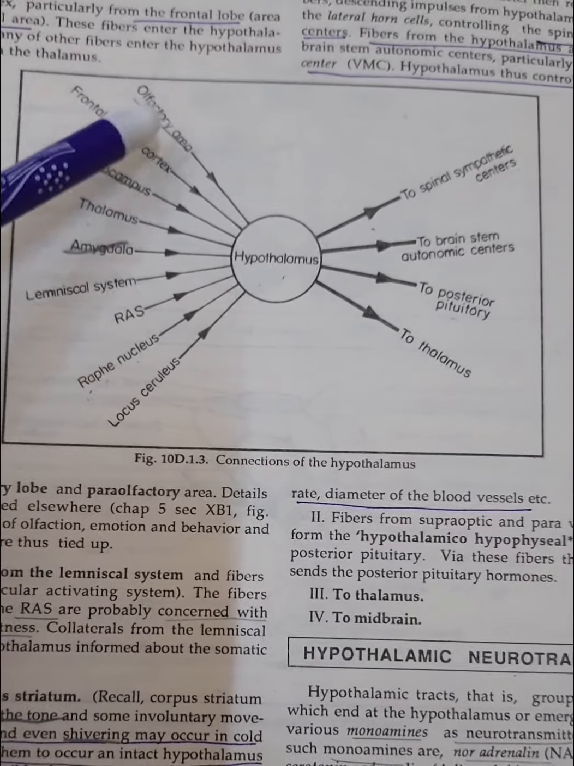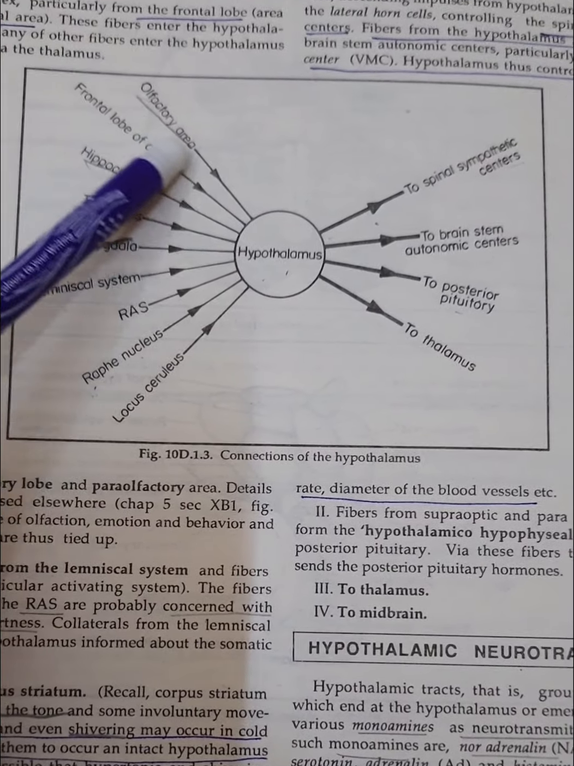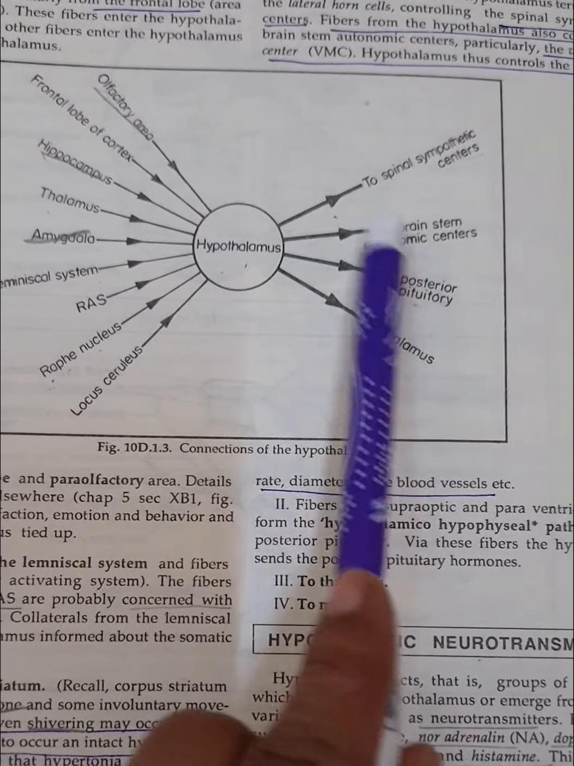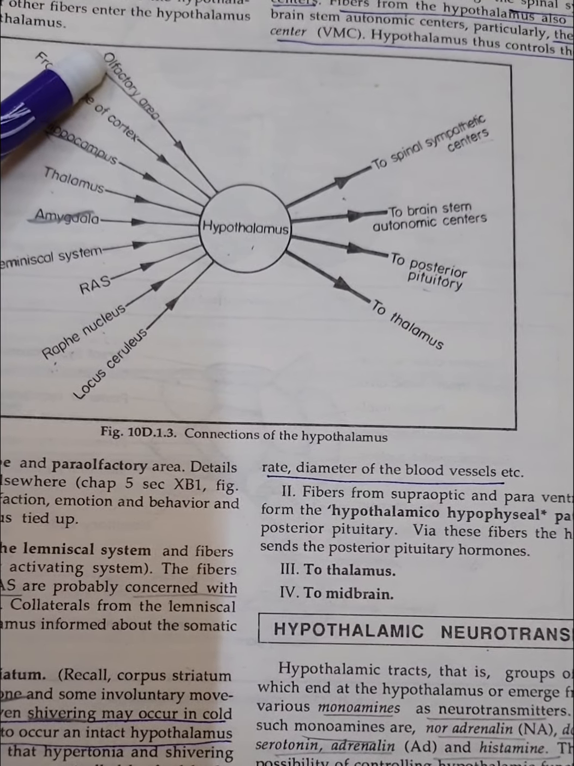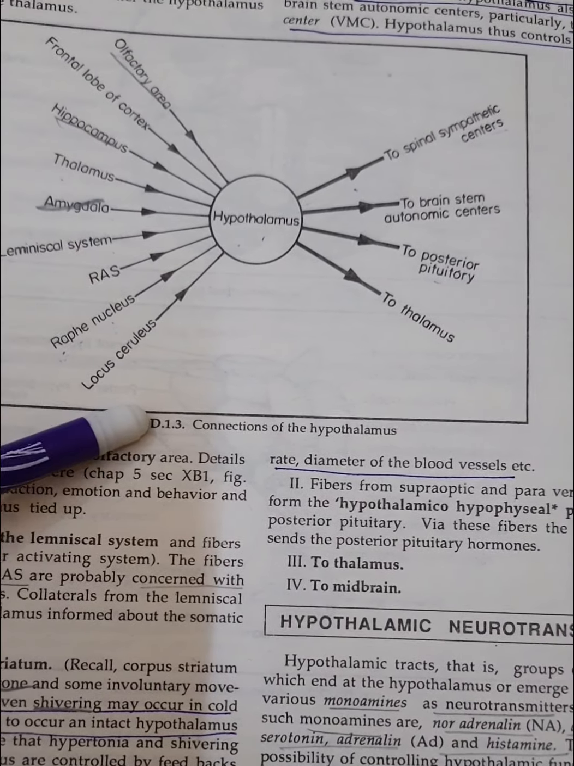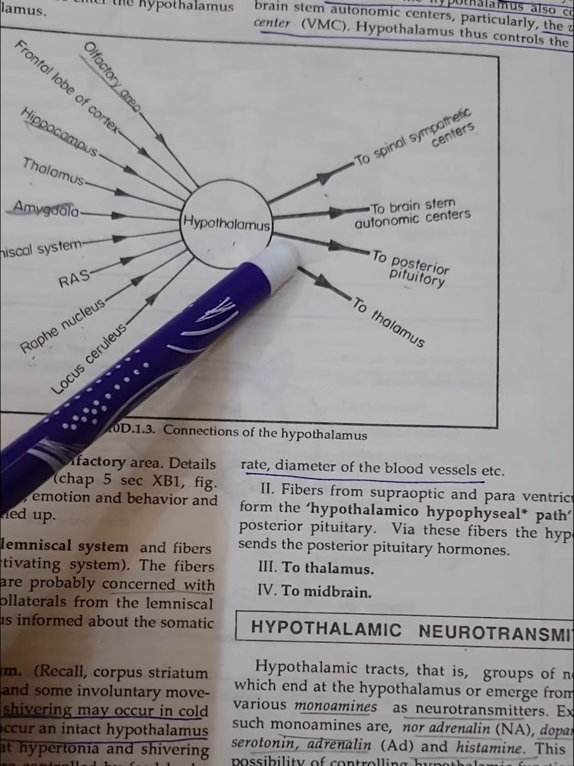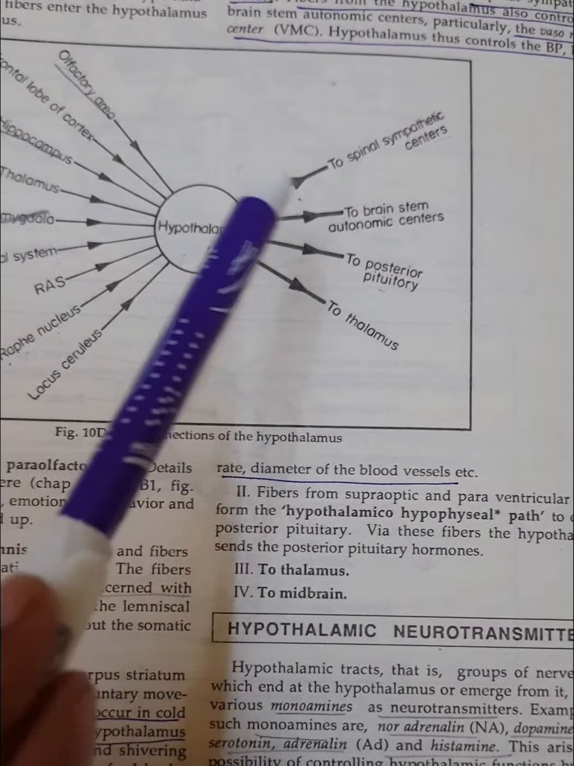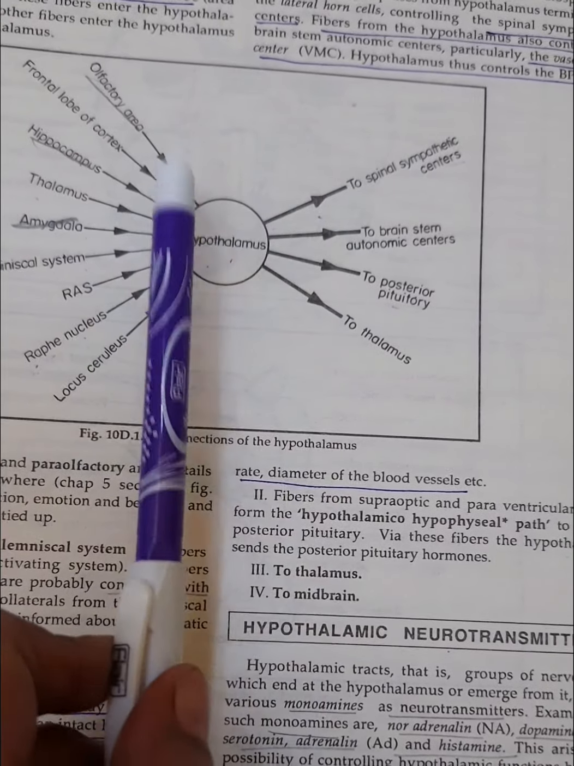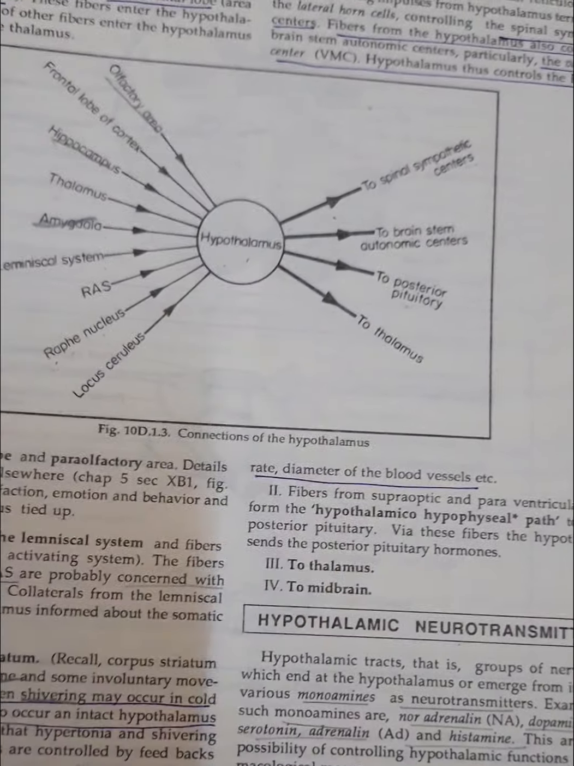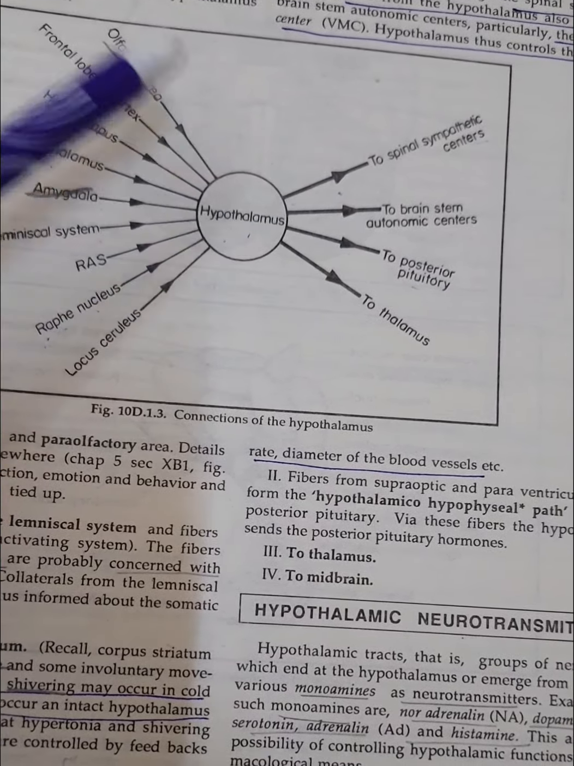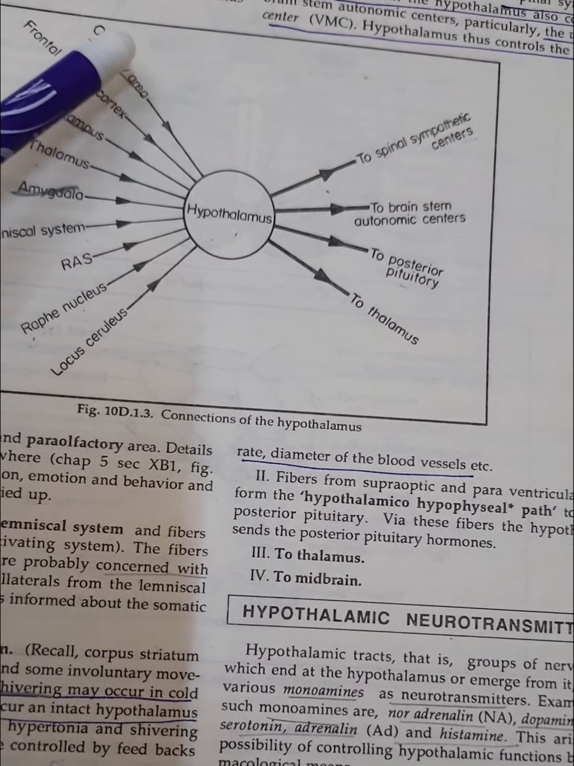Now afferent connections of the hypothalamus. This is hypothalamus, and these are the afferent connections of the hypothalamus, and these are the efferent connections of the hypothalamus. Afferent means hypothalamus is taking information or messages from these different areas of our brain, and efferent means it is giving orders or messages to these different areas of the brain. First is the olfactory area, which gives afferent information to the hypothalamus, and it is related to the sense of olfaction or smell.